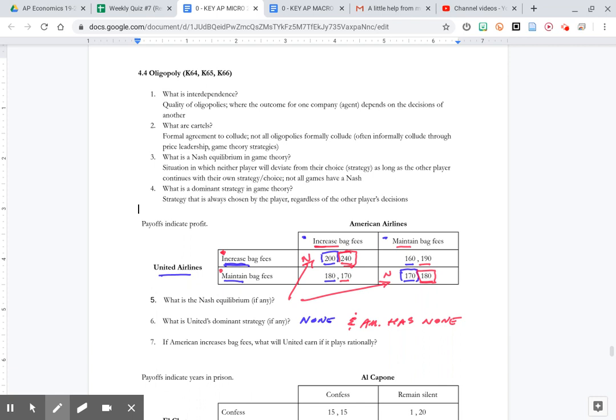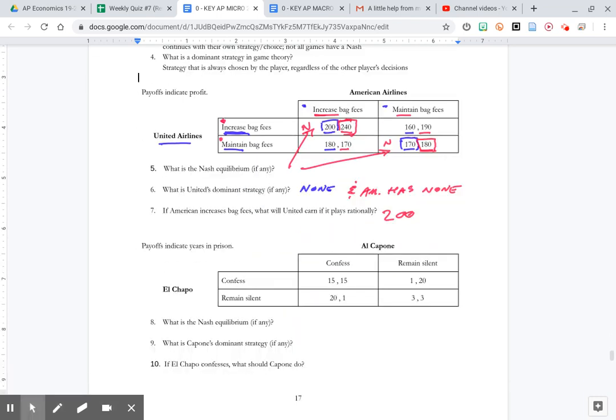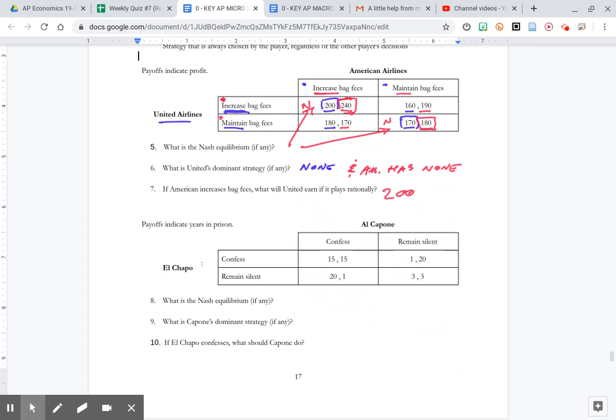That means United will get 200. Okay, now let's take a look at the problem below it. And in this one, it says payoffs indicate years in prison. So we've got El Chapo and Al Capone, two notorious criminals, and we'll solve for them. Now, if Al Capone, and I'm going to switch the order here, thinks that El Chapo is going to confess, so now that means Al Capone can get 15 years or 20 years.